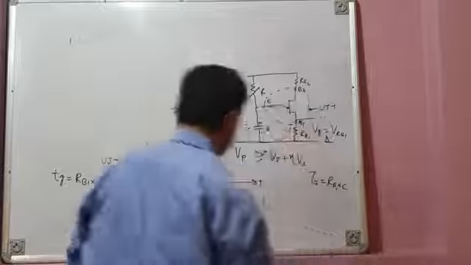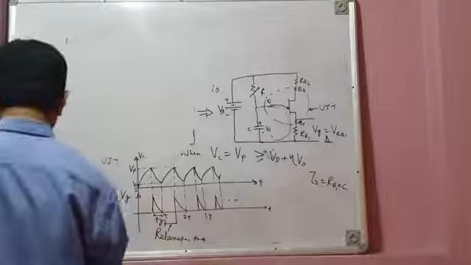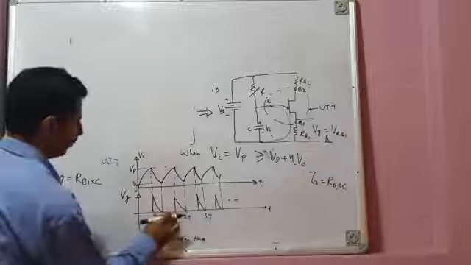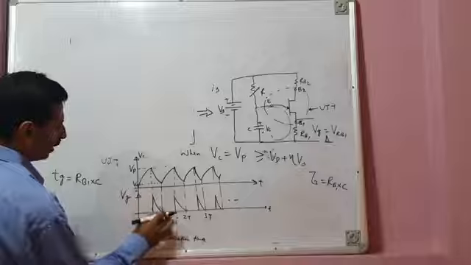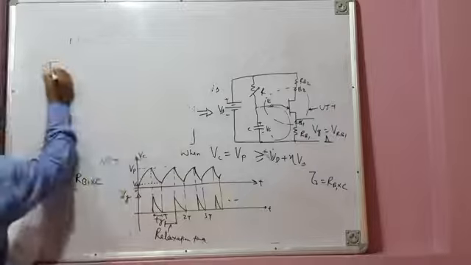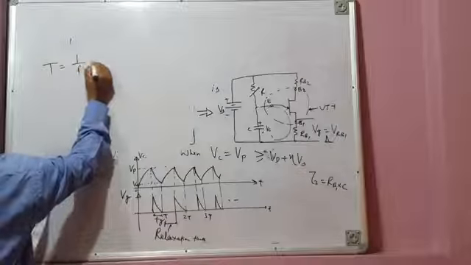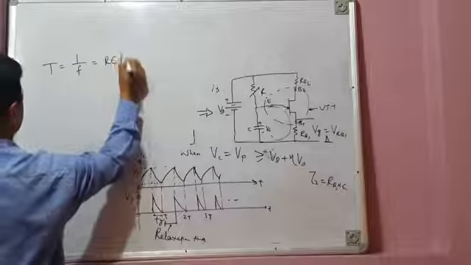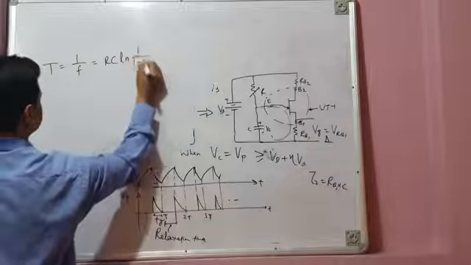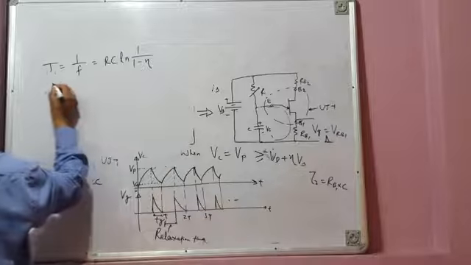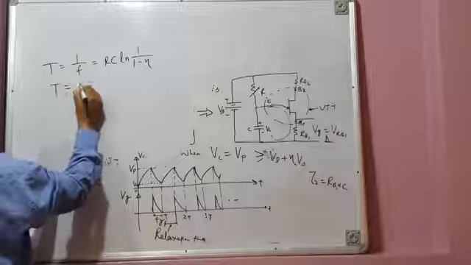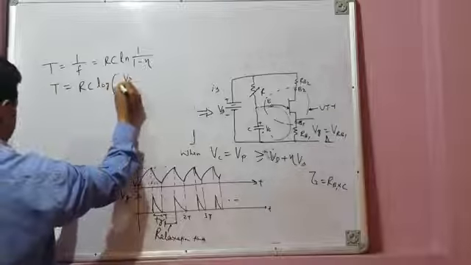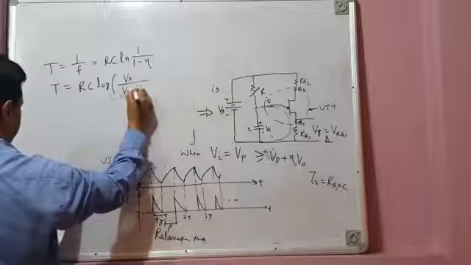Now this time period T, from here to here, this is the time period T. It is 1 by F. It is given by RC ln of 1 by 1 minus eta. Eta is intrinsic standoff ratio. This T is also given by RC log of Vs minus Vp.